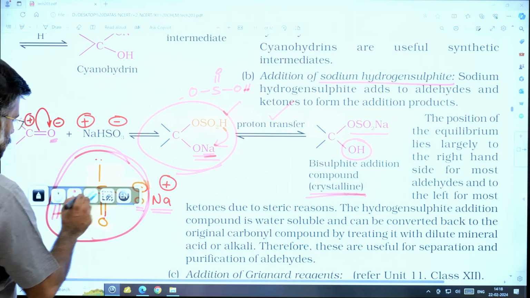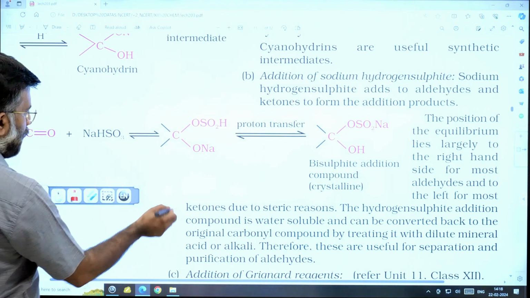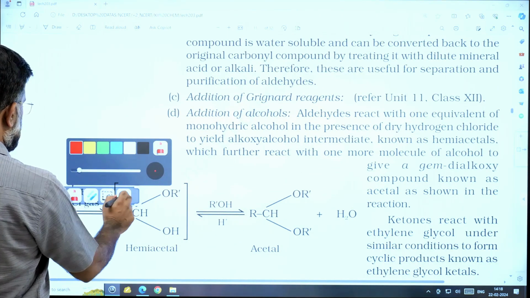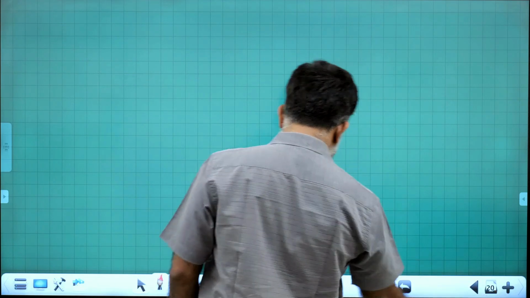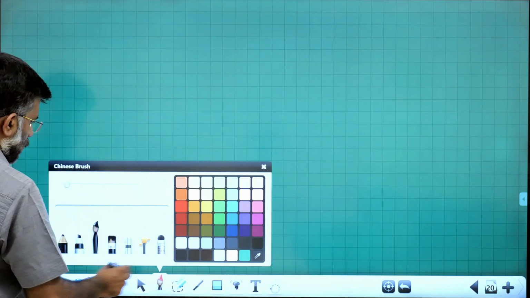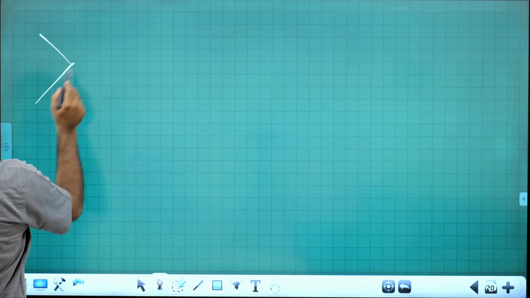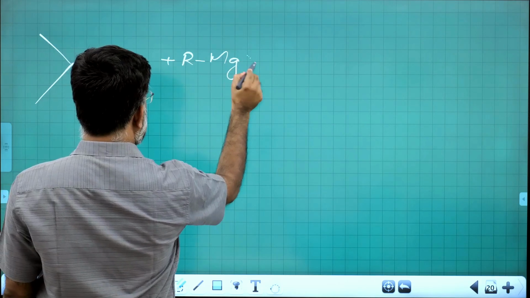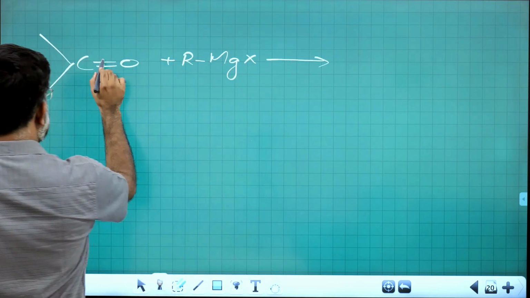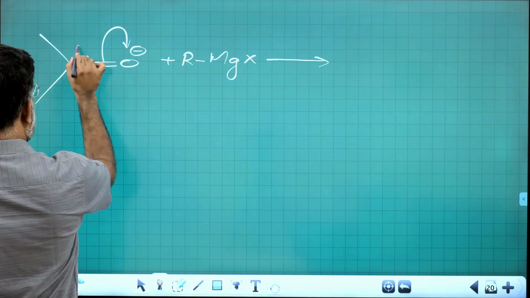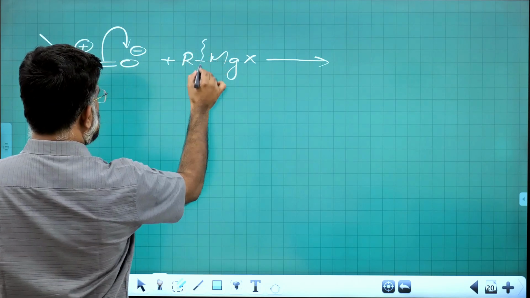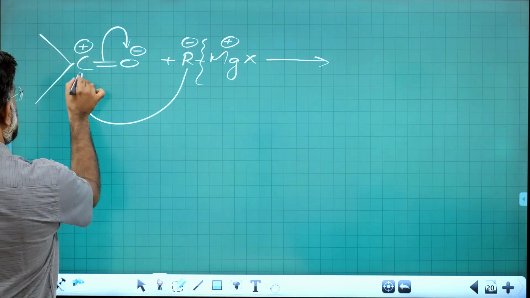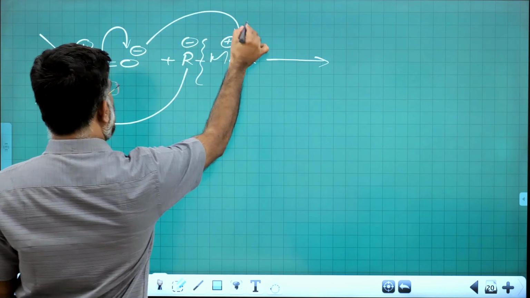And the next reaction is already learned in the previous chapters. Addition with the Grignard reagent. Hope you remember how the Grignard reagent interacts with carbonyl compounds. Carbonyl compounds interacting with the Grignard reagent, learned in detail in the previous chapter, where you can see C=O polarizes as O minus and C plus. It is breaking here as Mg plus and R minus. R minus gets connected to this and O minus interacts here.